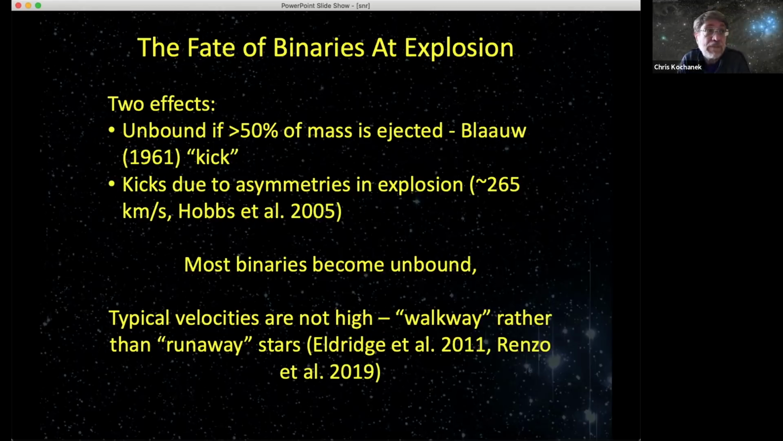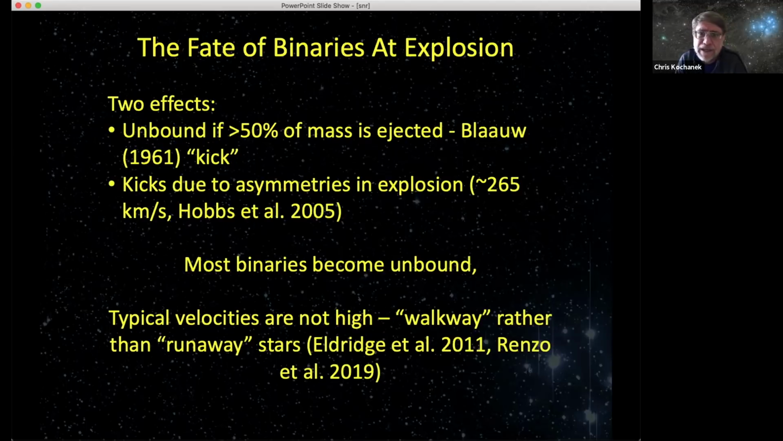If you do disrupt the binary, then the other star in the binary goes floating away. And this is actually a long-standing idea of people looking for runaway O and B stars as possibly being survivors of an unbound supernova binary. Recent studies have coined the term that really they're more walkaways than runaways, the typical velocity you get from disrupting the binary is less than people really thought.